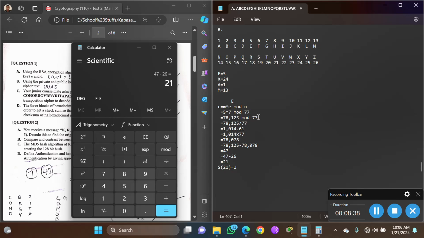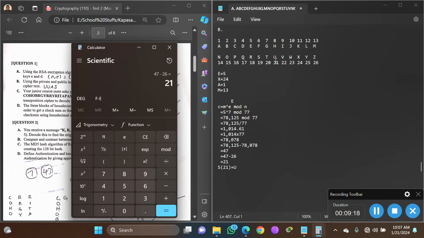Now on this part, instead of saying mod 77, if you punch in on your calculator, if it has mod, you will realize that writing 78,125, then you say mod 77, just like that, you get 47, which was that answer. If you say minus 26, it means that you now get 21, which is U.